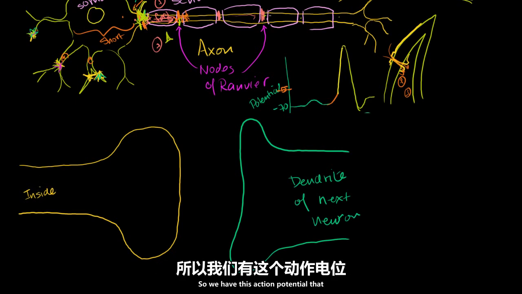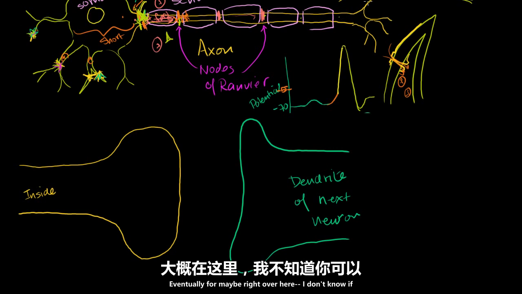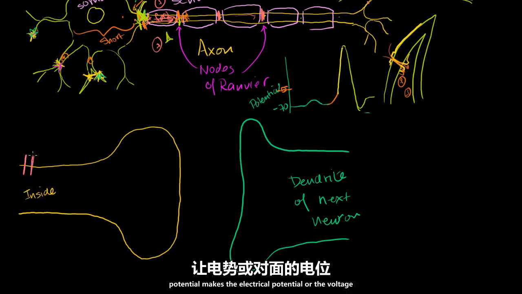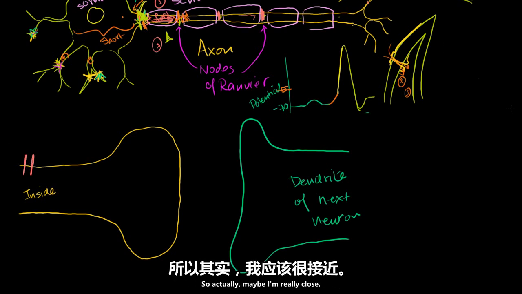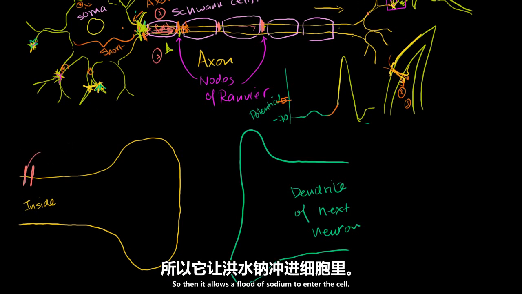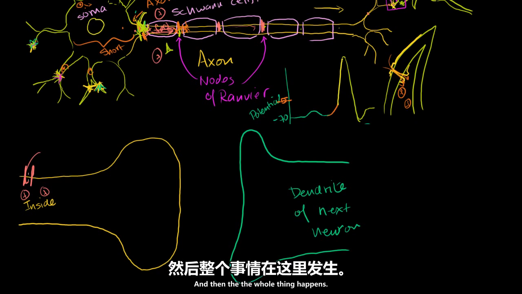So we have this action potential that keeps traveling along. Eventually, if we're maybe right over here, I don't know if you can zoom in, which would be over here, the action potential makes the electrical potential or the voltage potential across this membrane just positive enough to trigger this sodium channel. So then this sodium, maybe I'm really close. This channel is this one right here. So then it allows a flood of sodium to enter the cell. And then the whole thing happens.